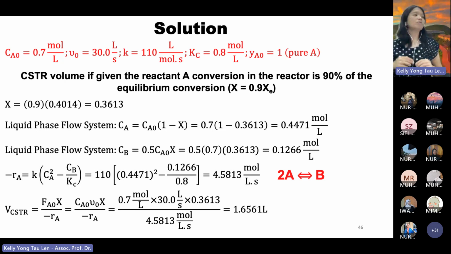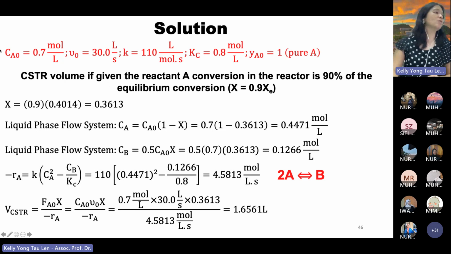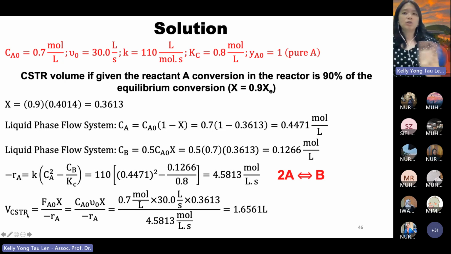So you see, equilibrium conversion 0.4 tapi design conversion reactor yang saya akan design hanya akan mencapai 0.3613. So now I want to find the volume, right? Okay, so nak mencari volume dia, I go to the down first. Kita faham design equation dahulu. Volume CSTR sama dengan FA naught X per minus rA, one single reactor. So FA naught X per minus rA.